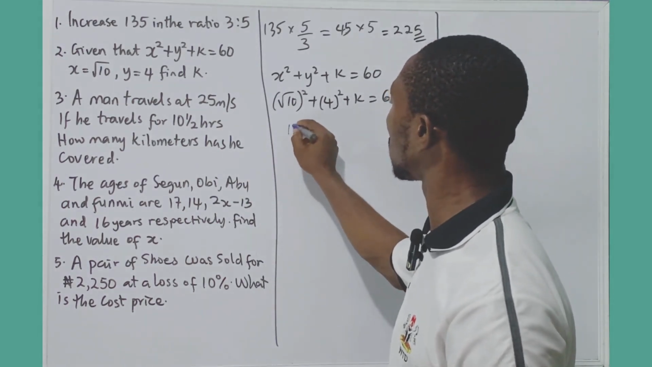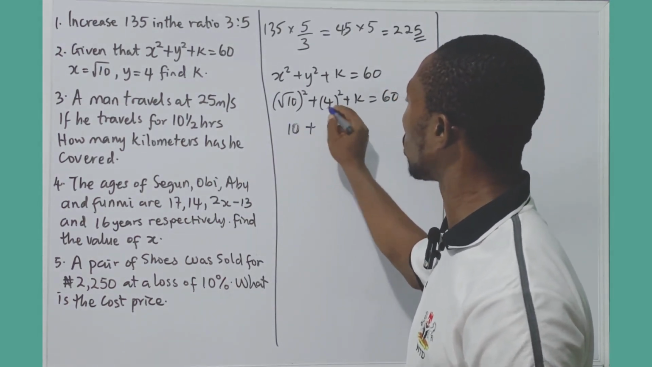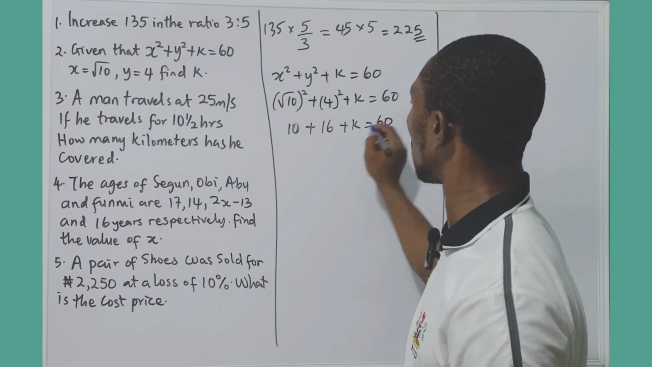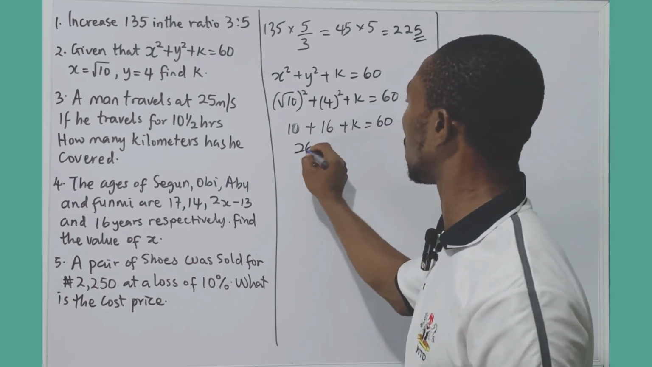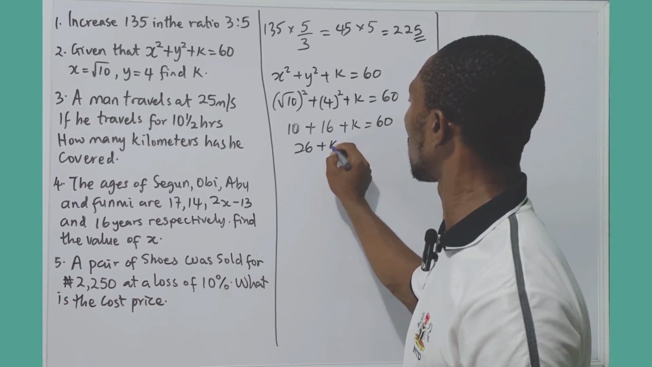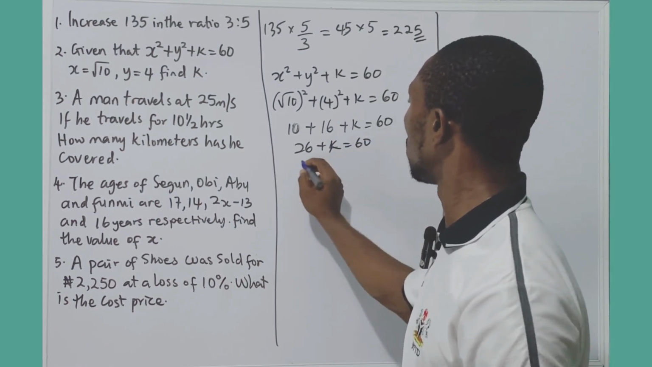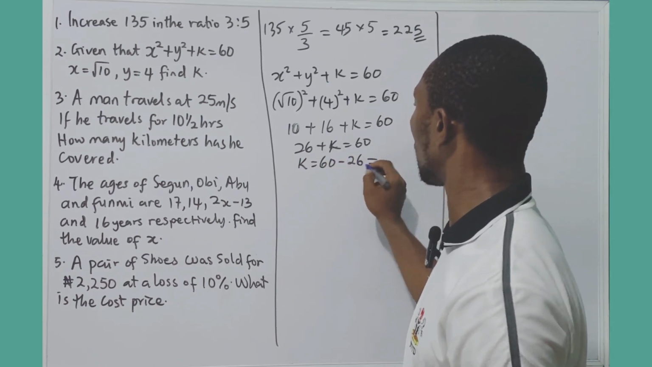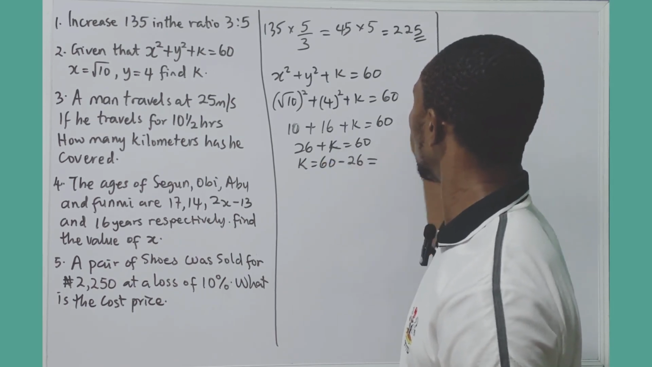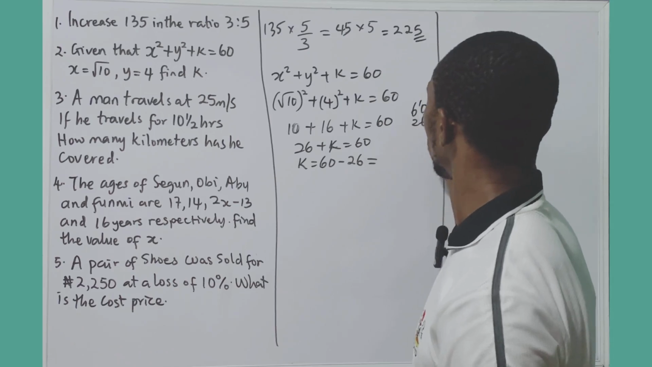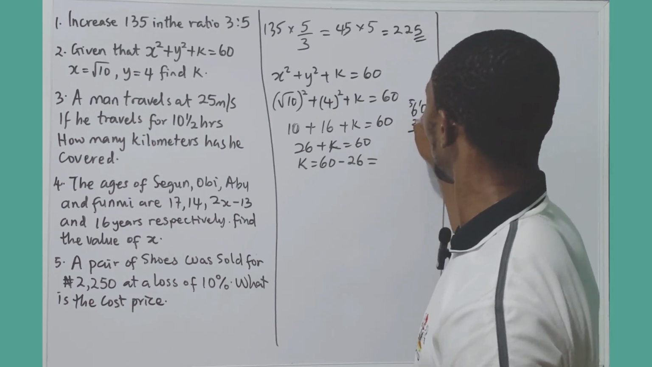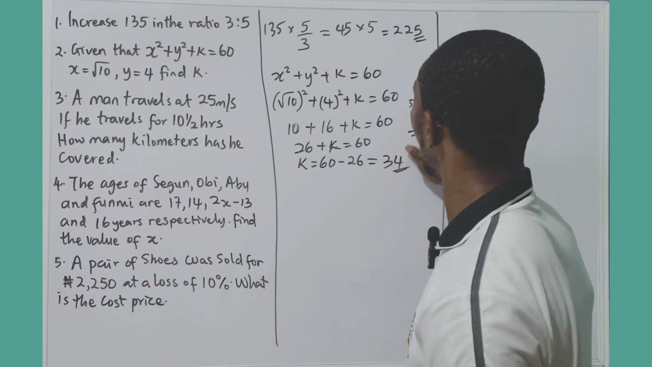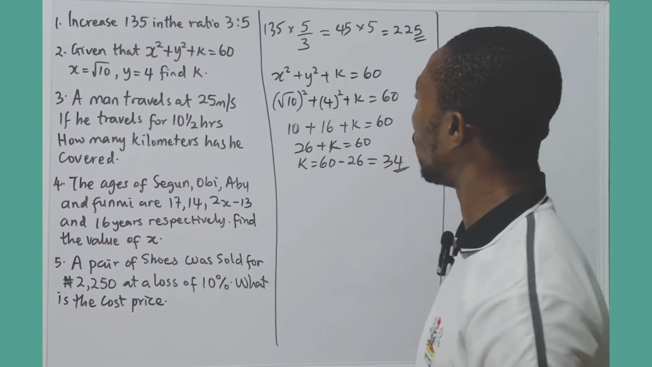So this gives us 10 plus 4 squared is 16 plus k equals 60. So this gives us 26 plus k equals 60. So k equals 60 minus 26, which gives us 34. So our value of k would be 34.